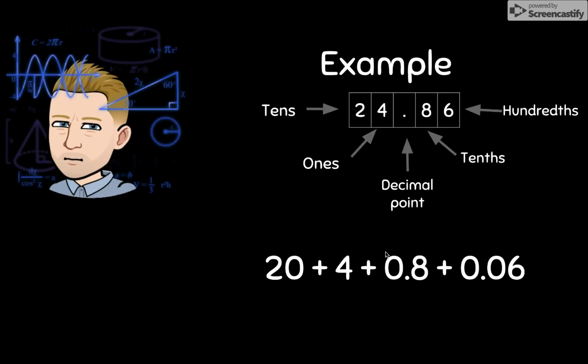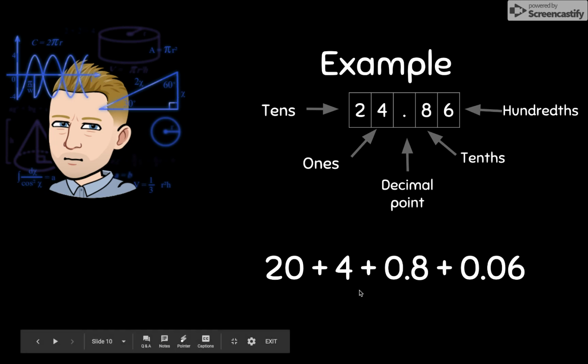Moving on to expanding numbers. In this example, we have 24.86. We have 4 digits in this number, and they are all very important. In the tens column, we have the digit 2. In the ones column, we have the digit 4. We then have our decimal point. And when we are to the right of the decimal point, we are dealing with less than a whole, or part of a whole. So in the tenths column, we have 8. And in the hundredths column, we have 6. So we have 8 tenths and 6 hundredths.